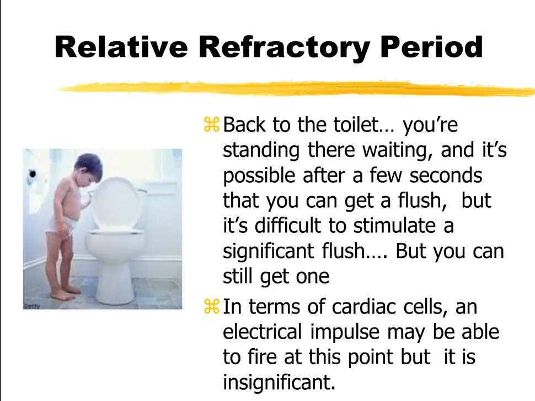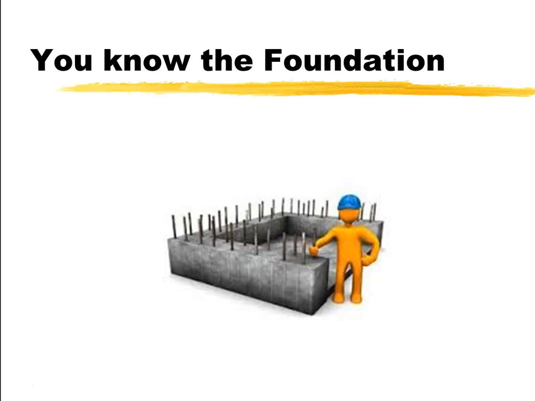Now the relative refractory period is similar, but if we go back to that toilet analogy, if you wait just a little while, a little bit of water fills up into the tank. So you push the handle down and it kind of flushes, it gurgles and swirls around a little bit, but it's not a real flush. So in terms of the cardiac cells, the electrical impulse may be able to fire, but it's just not going to be very significant. So that really is the foundation of what happens in the heart and the beginnings of how you can interpret an ECG.